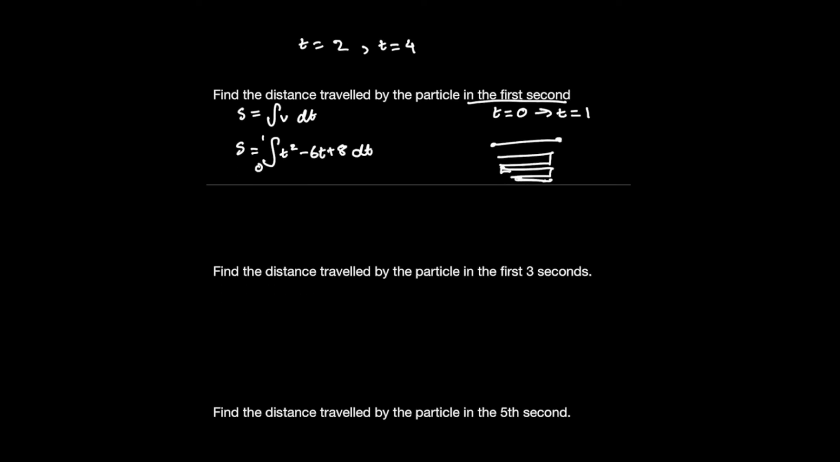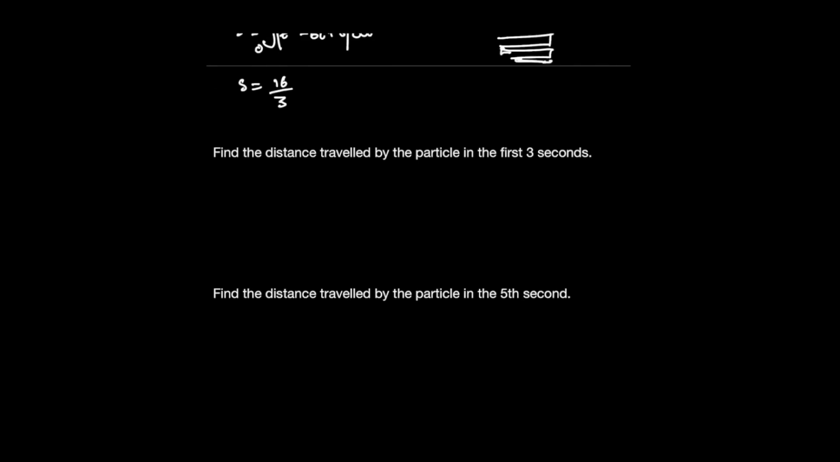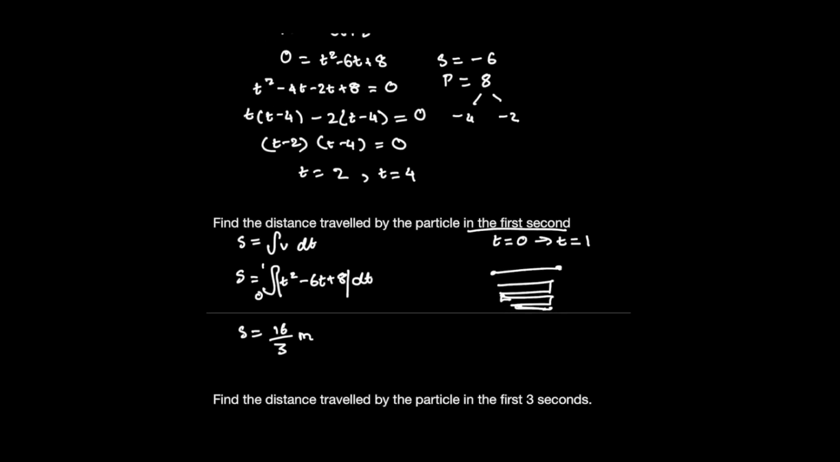So basically, if you integrate this, I'm not going to go through the complete integration process because that's very simple. After all the substitution, you would get 16 by 3. If you're doing this on a calculator, always use a modulus sign inside the integral sign because distance is always positive. This is the solution, 16 meters. Let's not forget the units.